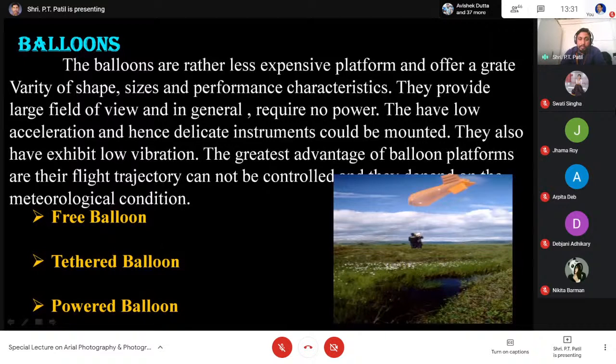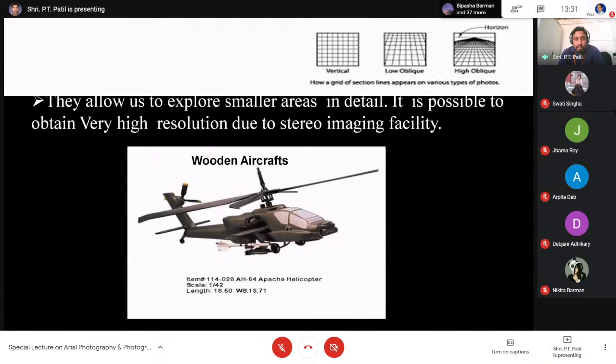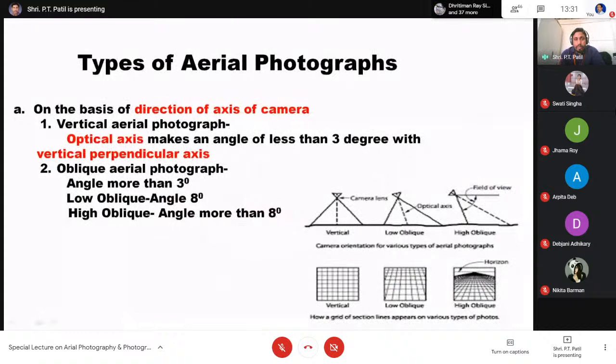That's why for that purpose we use a powered balloon method. So like that, with the help of the balloon we are also able to trigger the aerial photography. Sometimes wooden aircraft, or especially drones, act as platforms in order to capture the aerial photographs. So I will move towards the next portion, that is the types of aerial photographs.